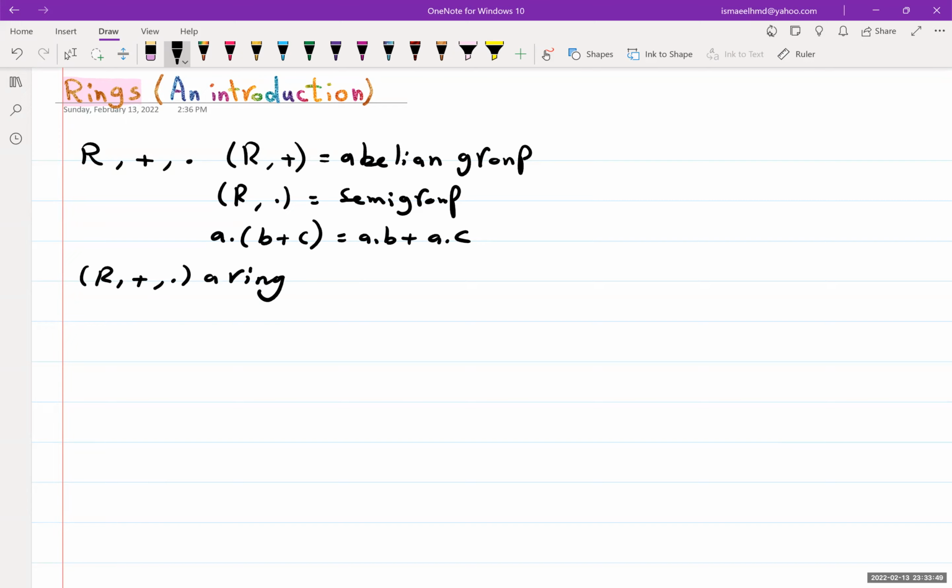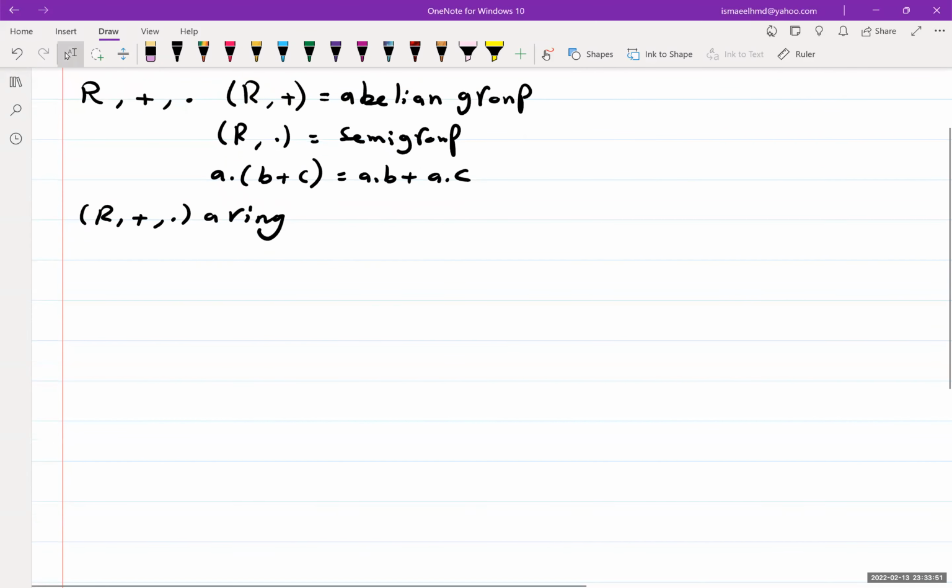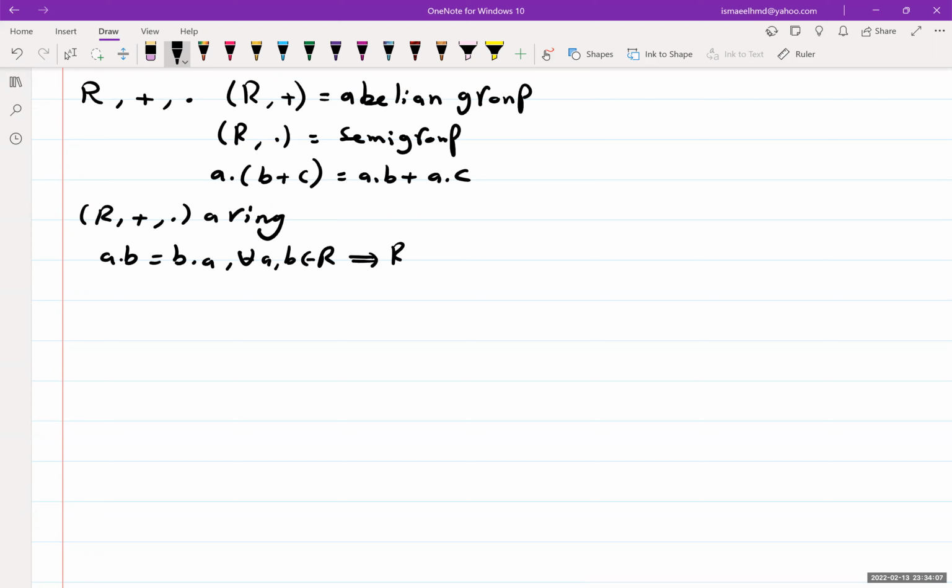This ring is called commutative if for any a, b in R, a dot b equals b dot a. For any a, b in R, then R is commutative.